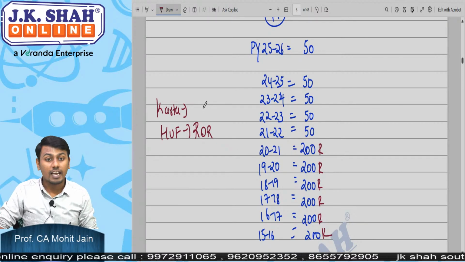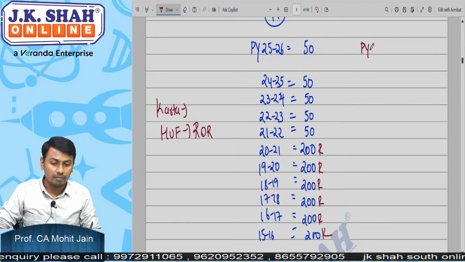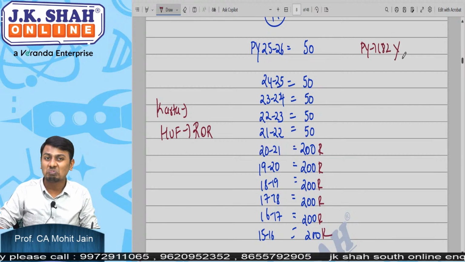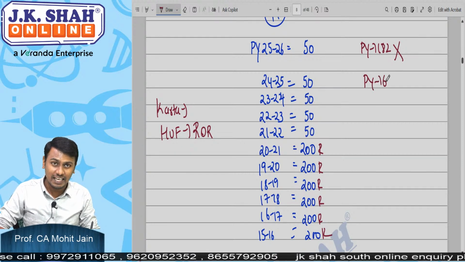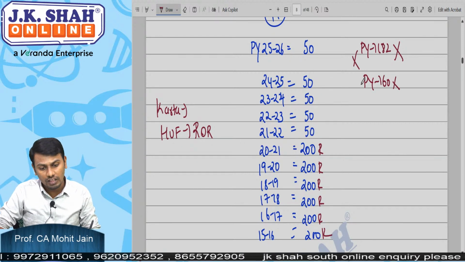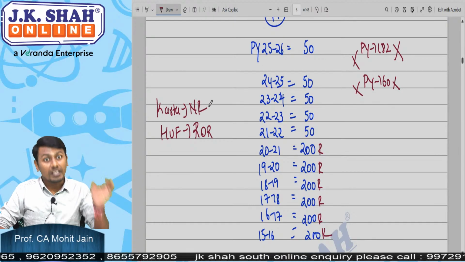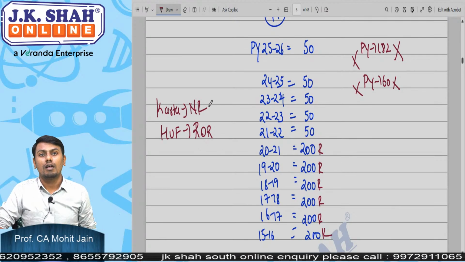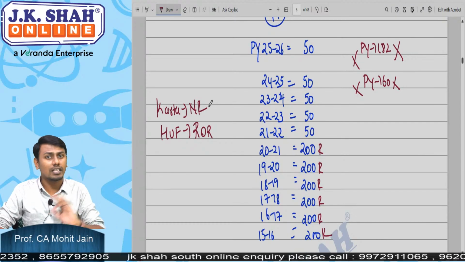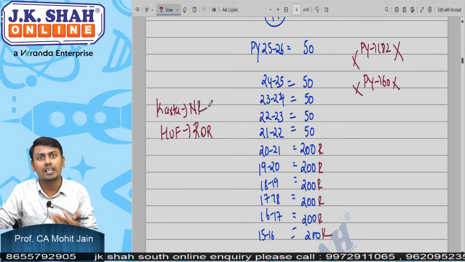Yes, people are saying NR. What is basic condition number 1? Was he there for 182 days? Was he even there for 60 days? So can I say both the basic conditions are not satisfied? So Karta is a non-resident. That's what I wanted to prove. Karta can be non-resident. It has nothing to do with HUF. HUF can still be resident.